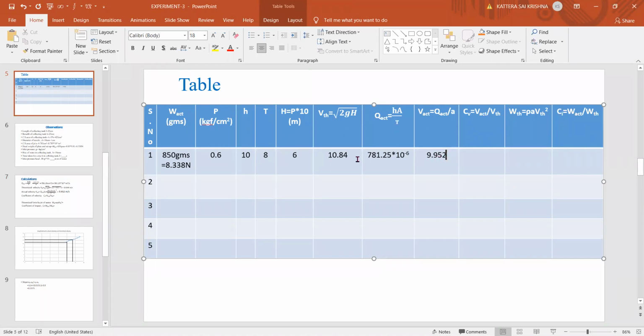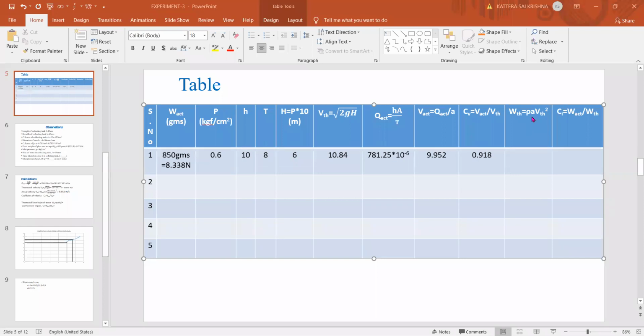Next, CV is equals to V actual by V theoretical. So 9.952 divided by 10.84. Yes, what is CV value? 0.918. Okay.